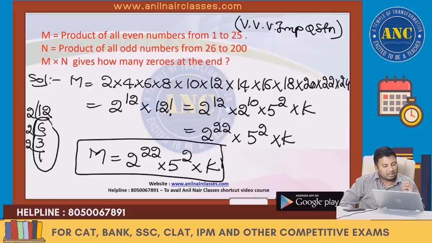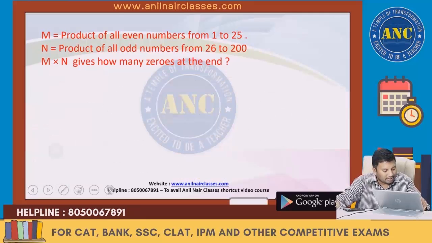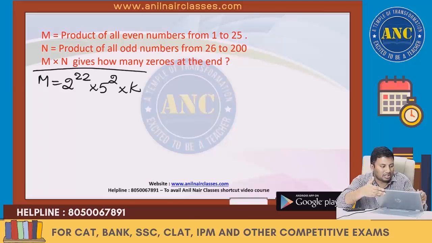N we will do, then we will find how many zeros m into n has at the end. The value of m is 2 power 22 into 5 power 2 into k. This is m. Now n.